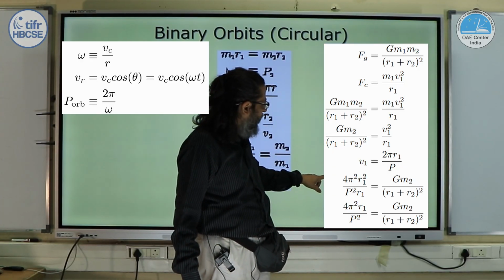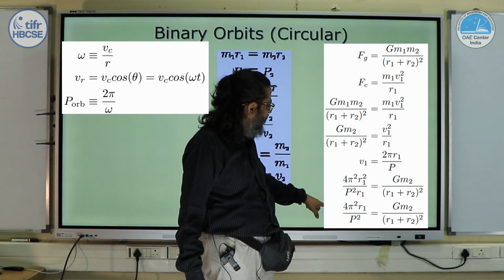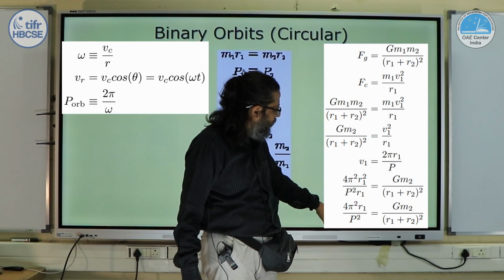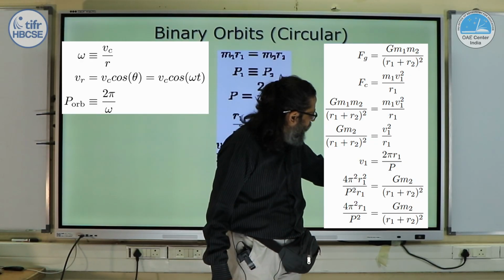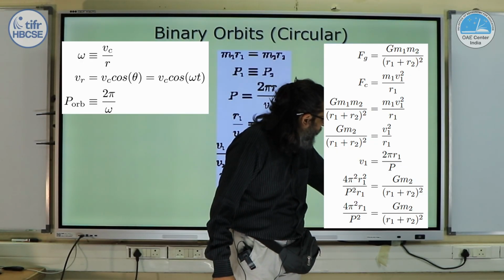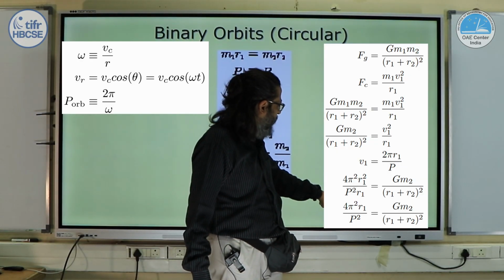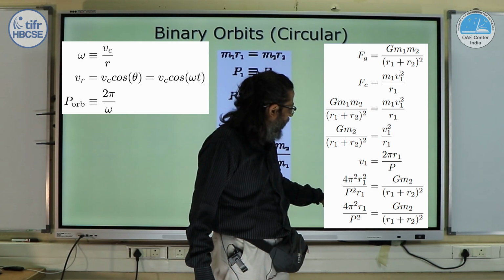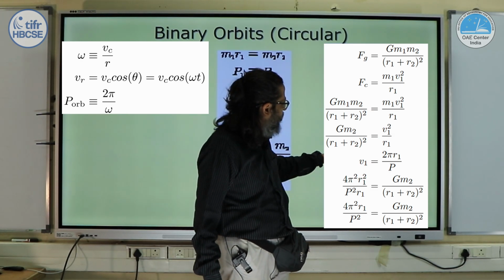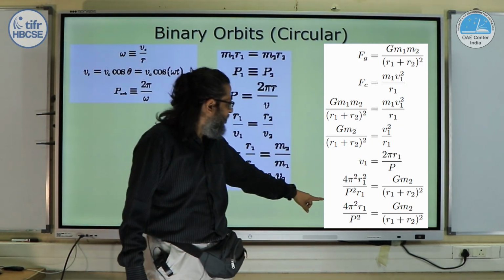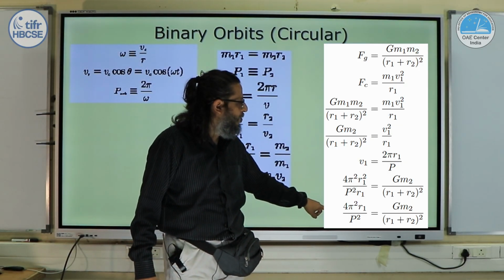Okay. So once we know the time period, then we can write the velocity in terms of R1 and P, and hence I can derive this relation where 4 pi squared R1 upon P squared is equal to G M2 upon (R1 plus R2) whole squared. Mind you, this side M2 is there, although I am measuring R1. That is because the mass M1 has cancelled out. So this is a very important relation.